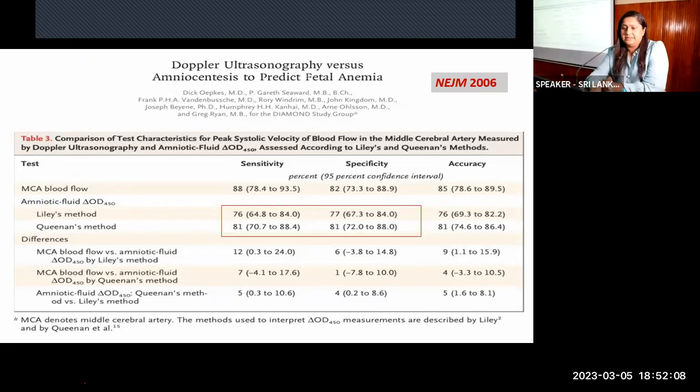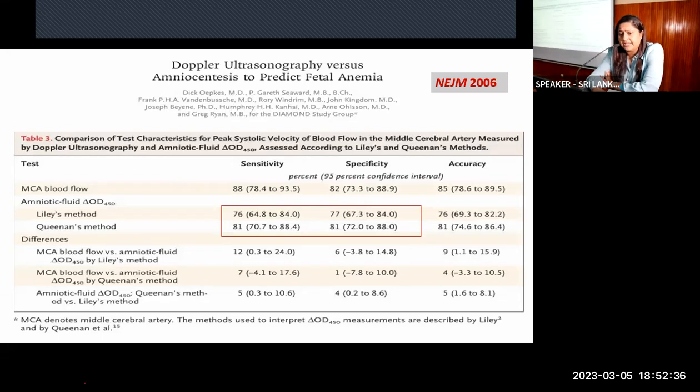This is a publication in the New England Journal of Medicine in 2006, where we show how sensitive and specific MCA Doppler is in comparison to the amniotic fluid optical density. Here you can see that MCA Doppler peak systolic velocity had a sensitivity of 88% and a specificity of 82% in this study.